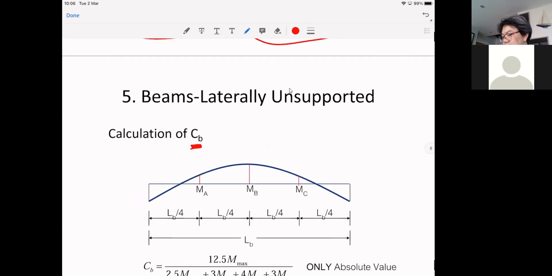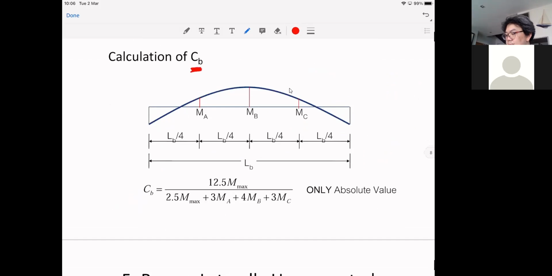Okay, the calculation of CB is done by, let's consider this is your unbraced length. Remember very carefully, this is your unbraced length, not the entire length. So the bending moment diagram that you need to consider is the bending moment diagram under any particular unbraced length that you are evaluating. Okay, this is LB, not the length of the beam. This is the unbraced length.